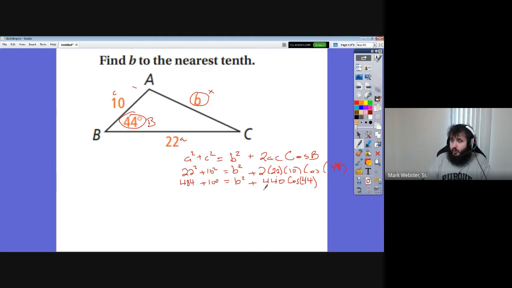Just leave it alone. I'll show you what I mean. Just pretend like this is just a big thing. It's less to write out than a big, long decimal that I would make you write if you did it. So we got 484 plus 100. That's 584.